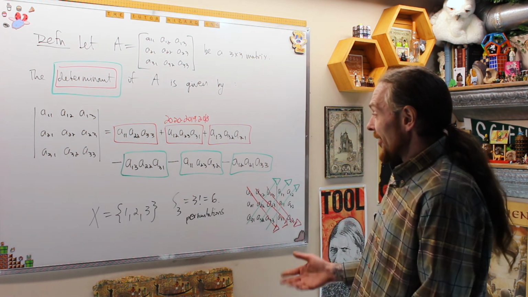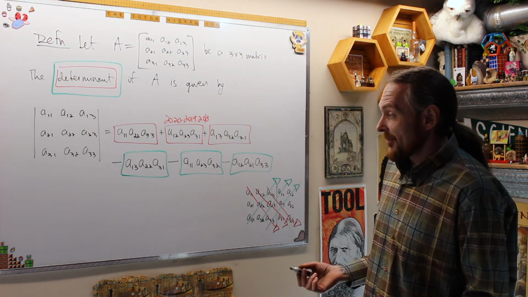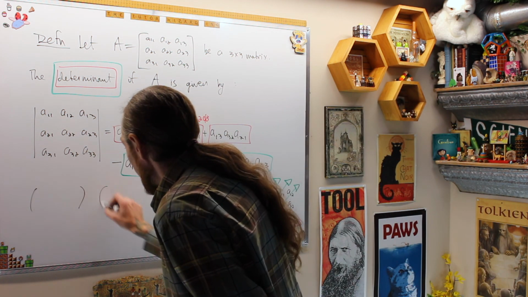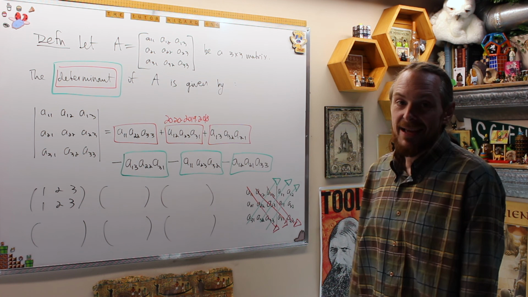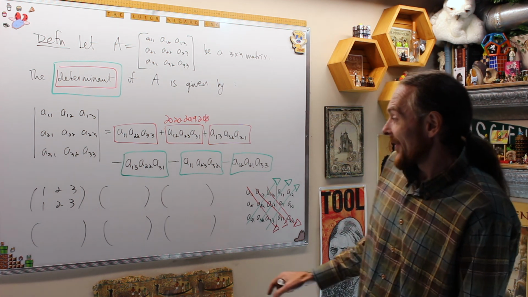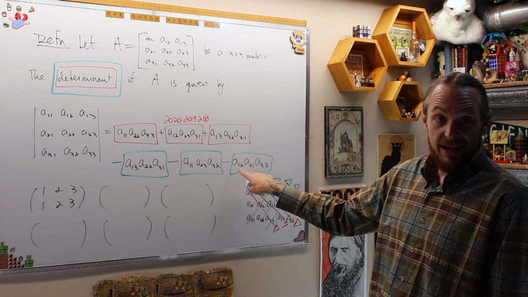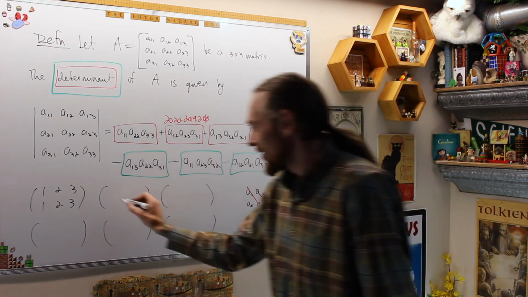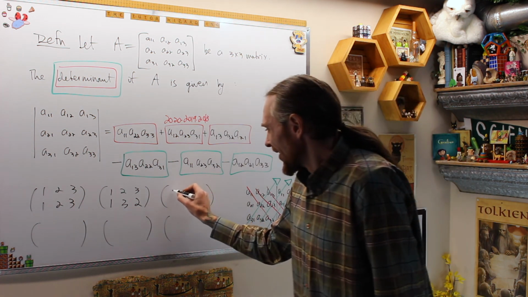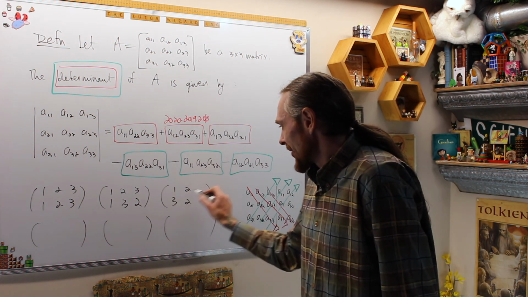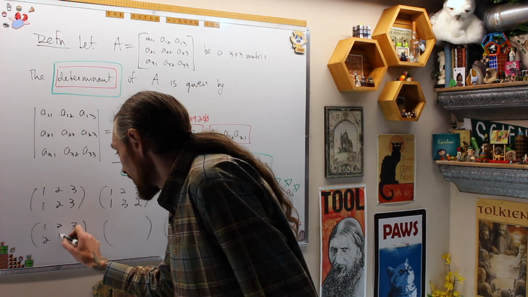All right, from here, let's write down the 6 permutations in S3. The first one's easy: 1 goes to 1, 2 goes to 2, and 3 goes to 3. Then I know that there are going to be 3 that have a fixed number. 2 went to 2, 1 went to 1, and 3 went to 3, but then the other two interchanged. So 1 went to 1, but then 2 went to 3, and 3 went to 2. And then 2 stayed fixed, and 1 went to 3, and 3 went to 1.